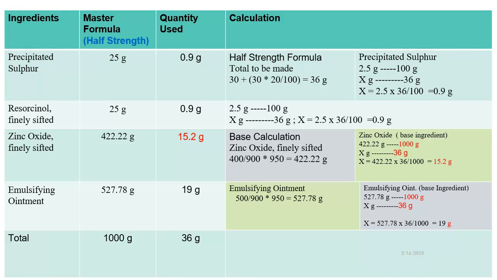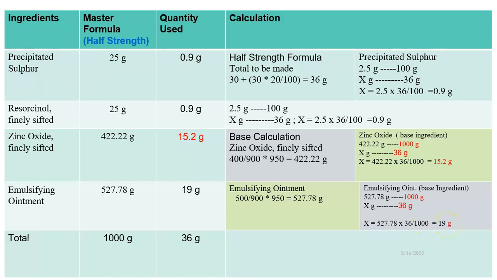Let's just double check. I'm doing the calculation real time again. 422.22 times 36 divided by 1,000. 15.1999, which is 15.2 grams. And so here we move down to the emulsifying ointment. We have the correct variables here. 527.78 times 36 divided by 1,000 gives you 19 grams.